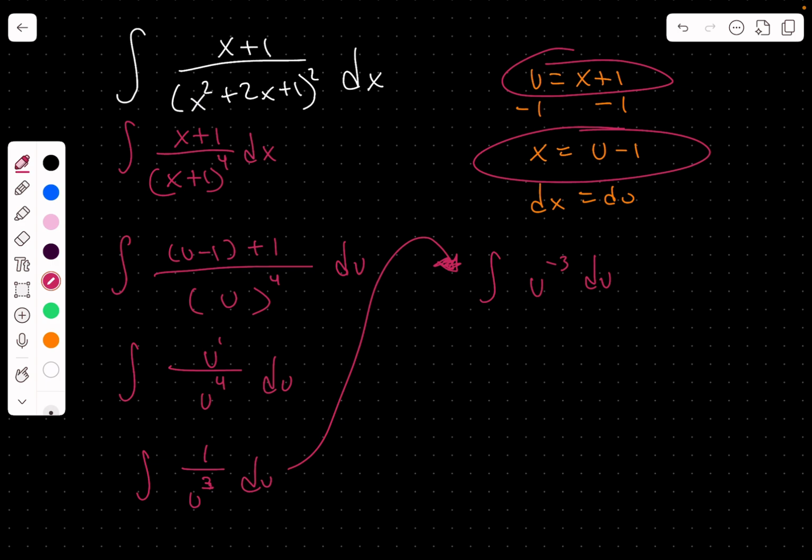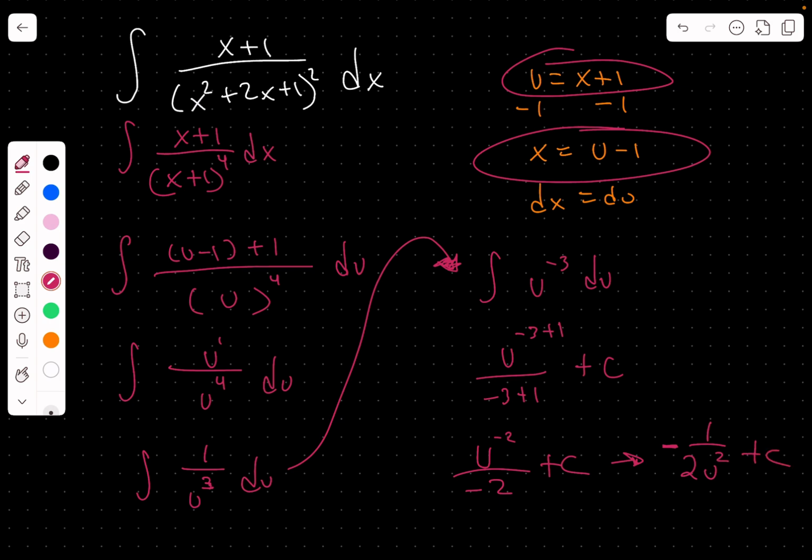Now we can find the antiderivative. So we have u to the negative 3rd power plus 1 over negative 3 plus 1 plus c. That's going to give us u to the negative 2 over negative 2 plus c. Now we are going to bring this to the denominator because that's where it belongs. Then we have negative 1 over 2u to the 2nd power plus c.